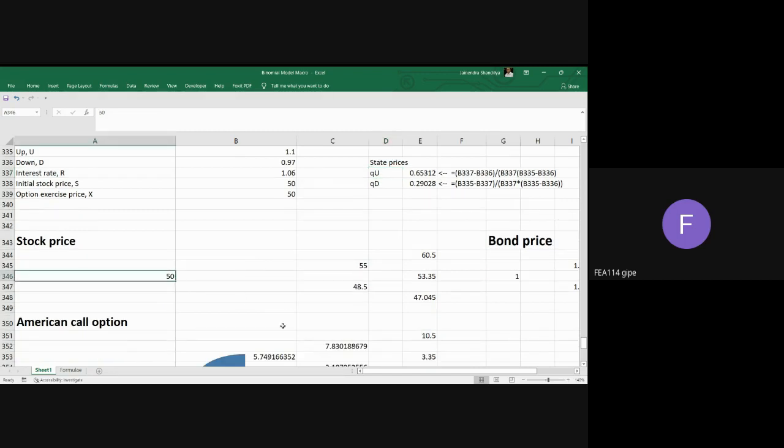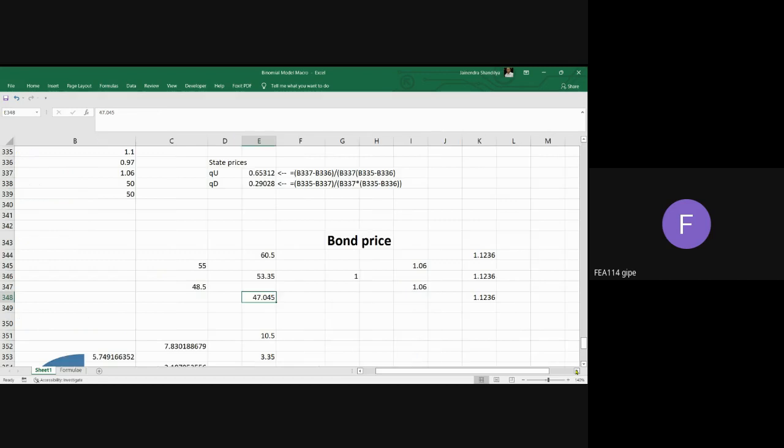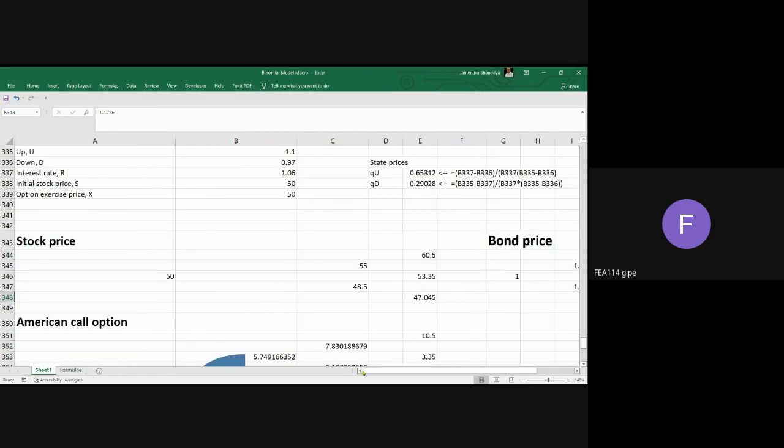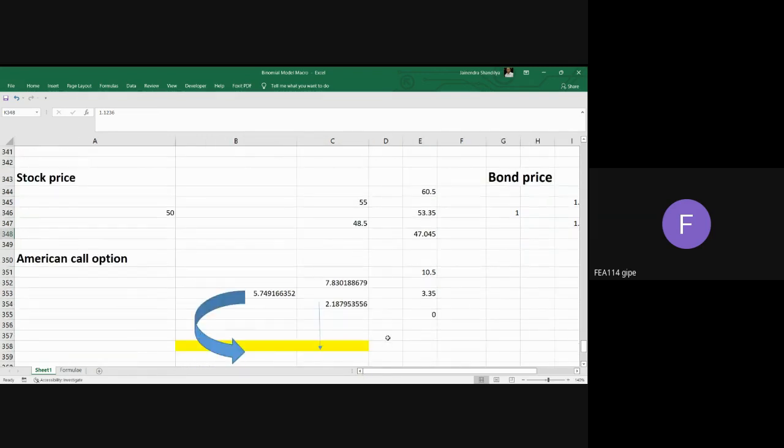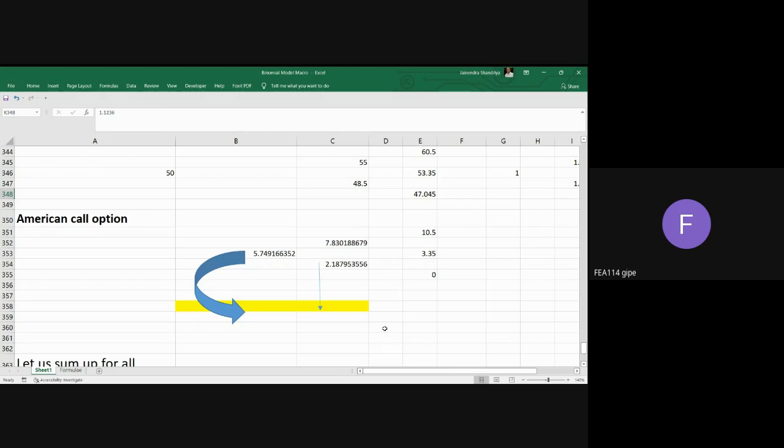So the stock price goes from 50 to 55, and then to 60.5. If it goes down, it becomes 48.5. And if it goes up, then it can become 53.35 or 47.045, depending on which state it goes to. Whereas in case of the bond, as you can see, it can only go up, whether the stock price goes down or not. Now looking at the American call option.